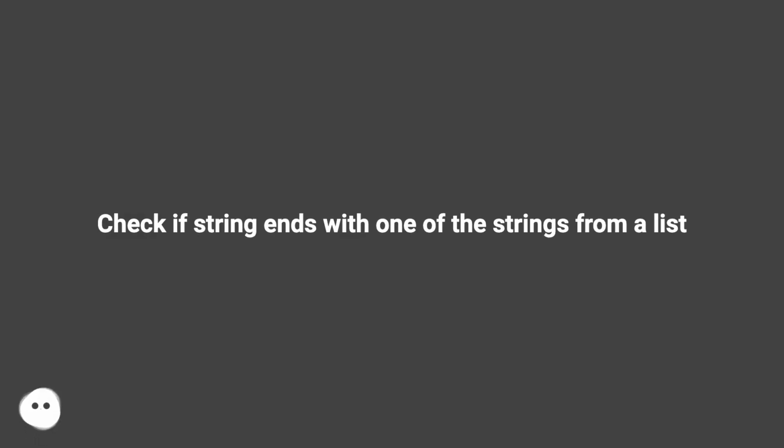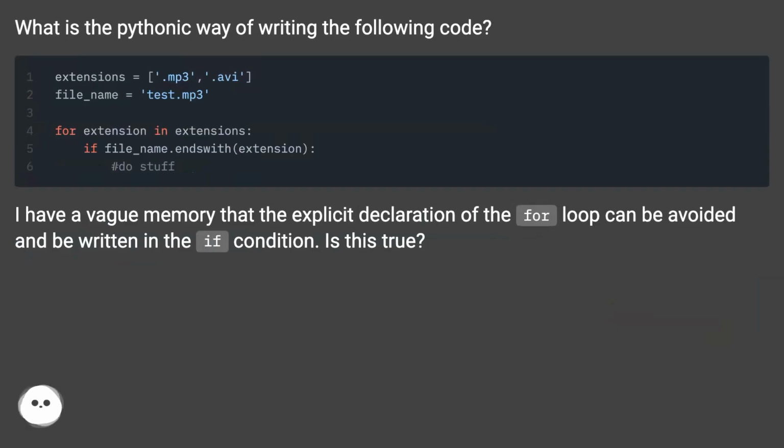Check if string ends with one of the strings from a list. What is the Pythonic way of writing the following code? I have a vague memory that the explicit declaration of the for loop can be avoided and be written in the if condition. Is this true?